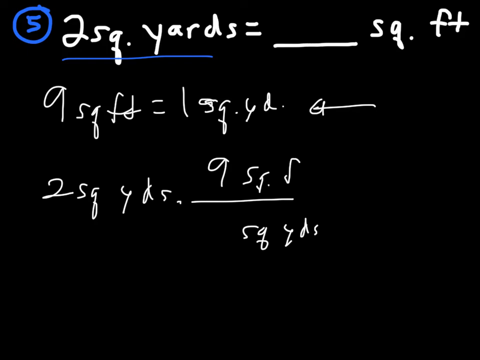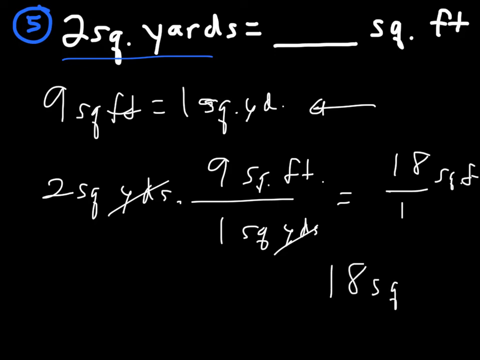9 square feet. So my labels, my yards are going away. They're crossing off. One's on top, one's on the bottom. And then this will equal, well, 2 times 9 on the top is 18. And that was 1, sorry, on the bottom. 18 over 1 square feet we know is just 18 square feet. Then that is the same as 2 square yards.